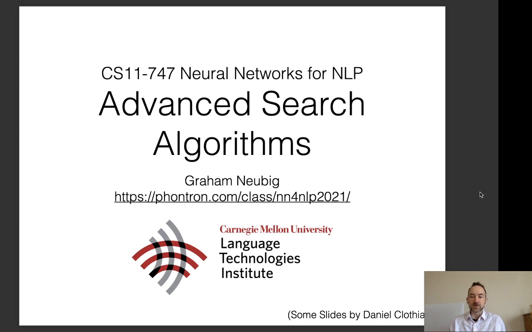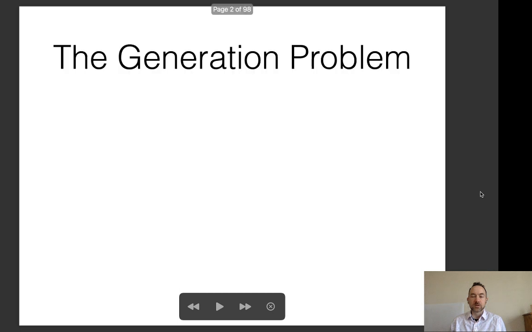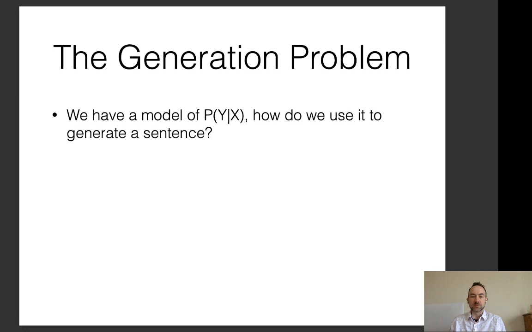This time I'll be talking about advanced search algorithms in the search problem. So the generation problem is essentially that we have a model of P of y given x, where y is usually a sentence if we're doing text generation or some other sort of structured object. And so how do we use this model of the conditional probability to generate a sentence?